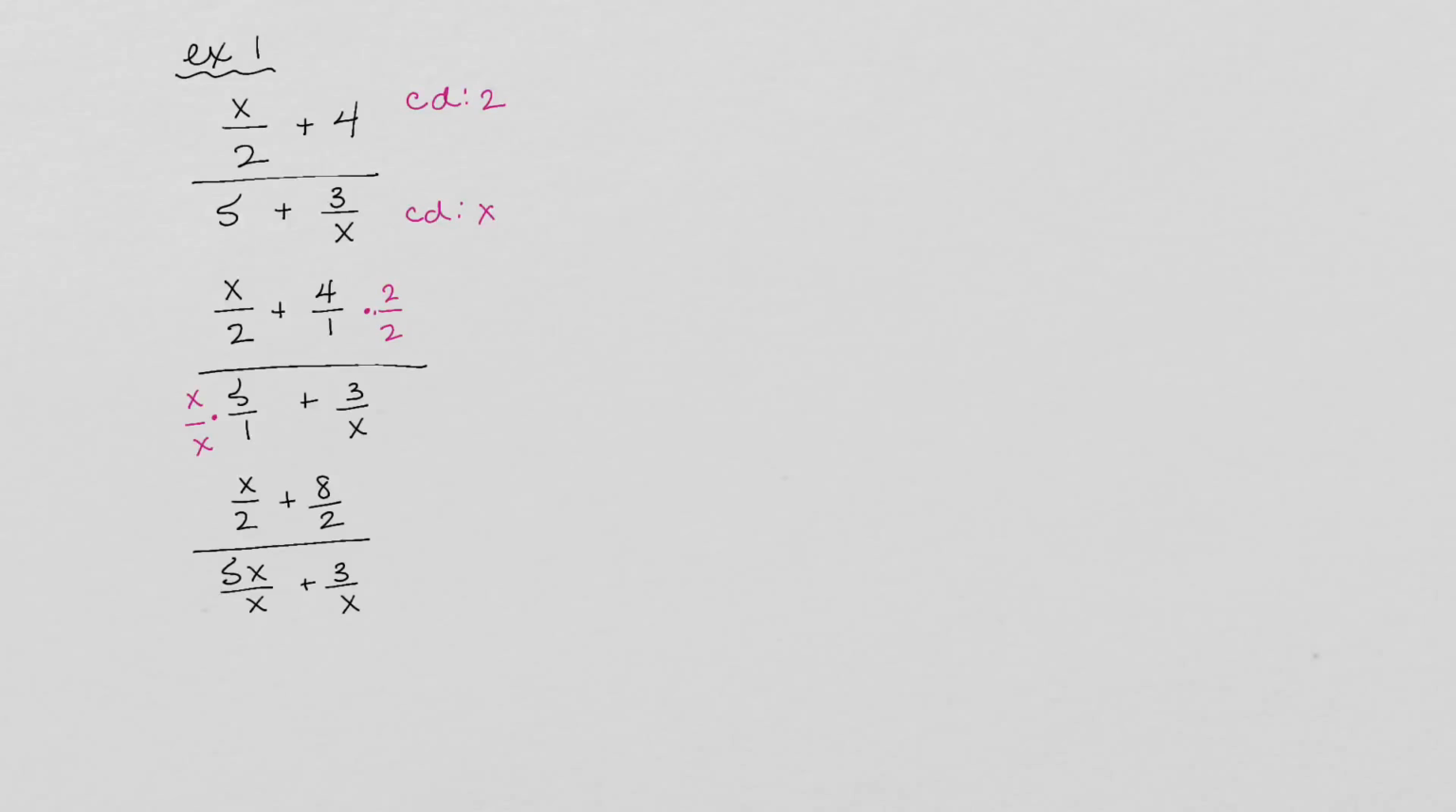And now what you can do is you can combine the two pieces of the numerator and the two pieces of the denominator. So that is x plus 8 over 2 all over 5x plus 3 over x. So I added the two pieces of the numerator to get that, and I added the two pieces of the denominator to get that. And now what you have is a fraction in your numerator and a fraction in your denominator.